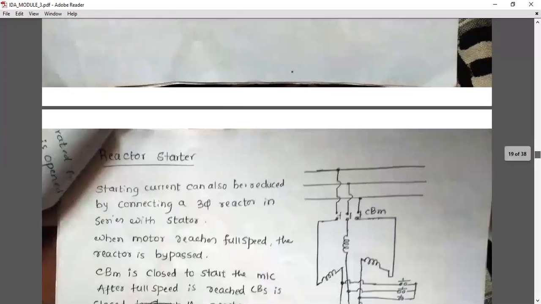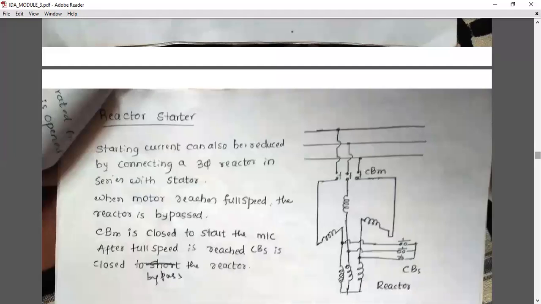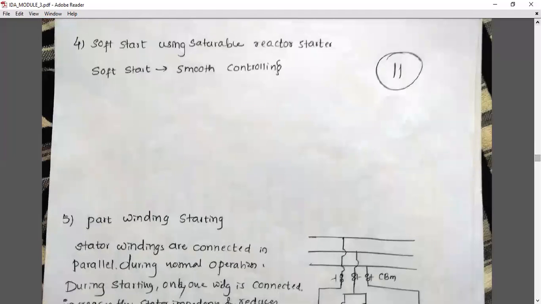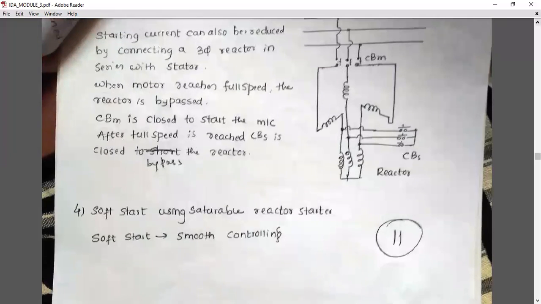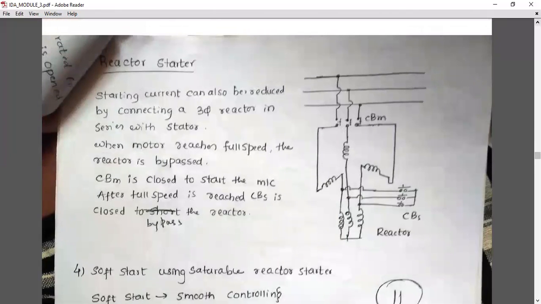Next we have the reactor starter. Reactor starter means we are going to use a reactor as a starter. Reactor means what? It is a coil, or we can also say an inductor, or a winding.